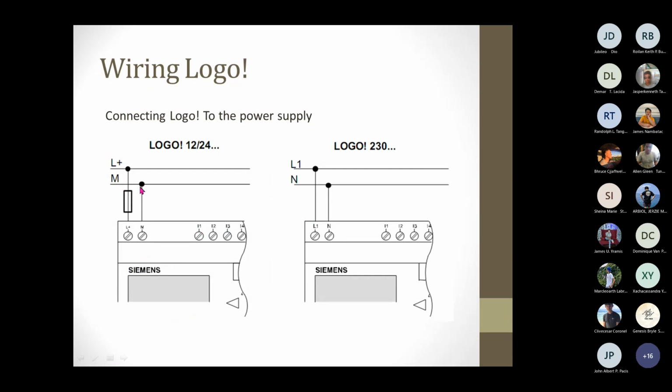Okay, so this is how we connect the PLC to the source. For 24 volts DC supply, we just connect the source to the positive and negative terminals. For 230 volts, that's connected to line 1 and line 2, or basically L1 and N.